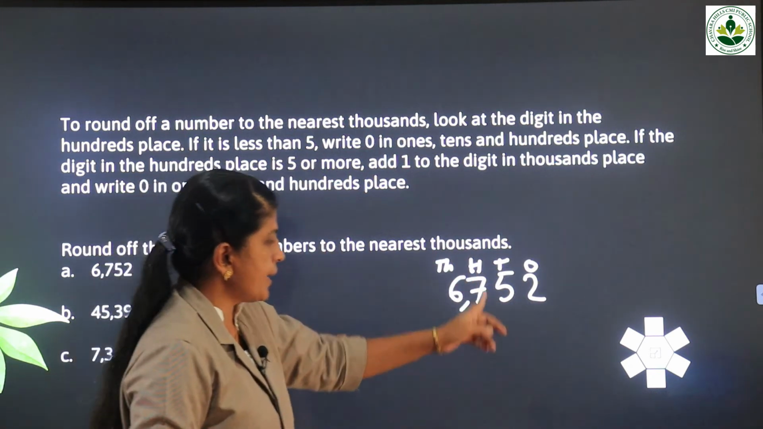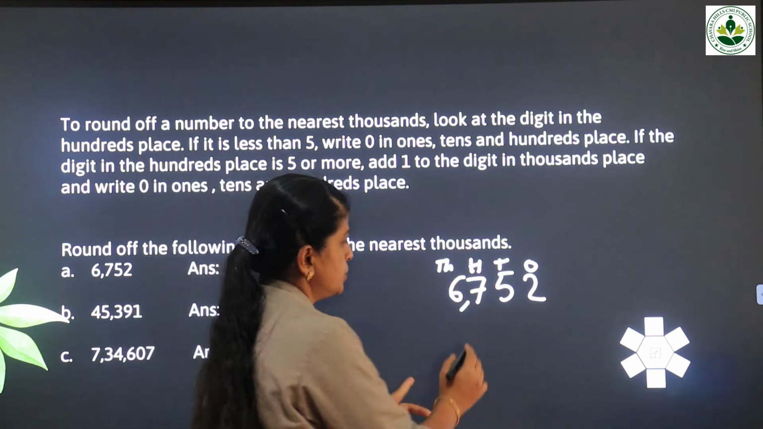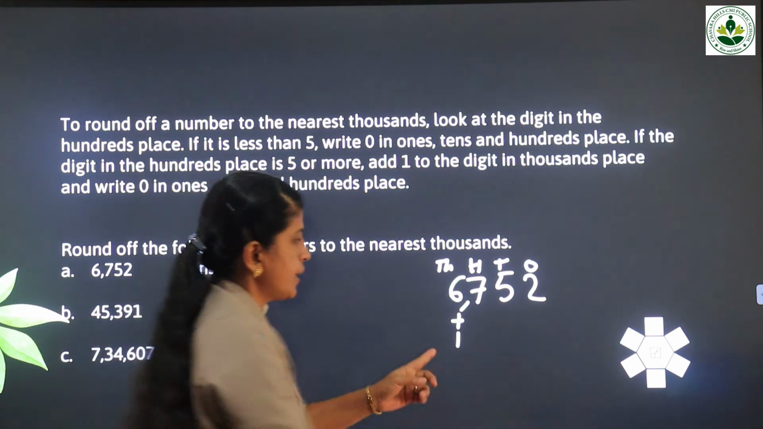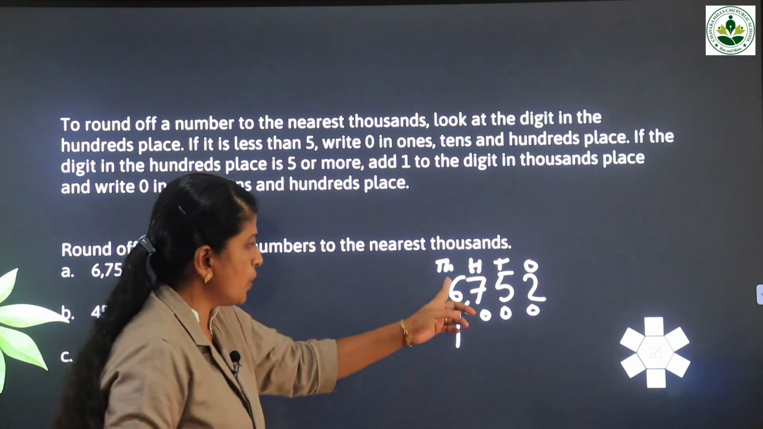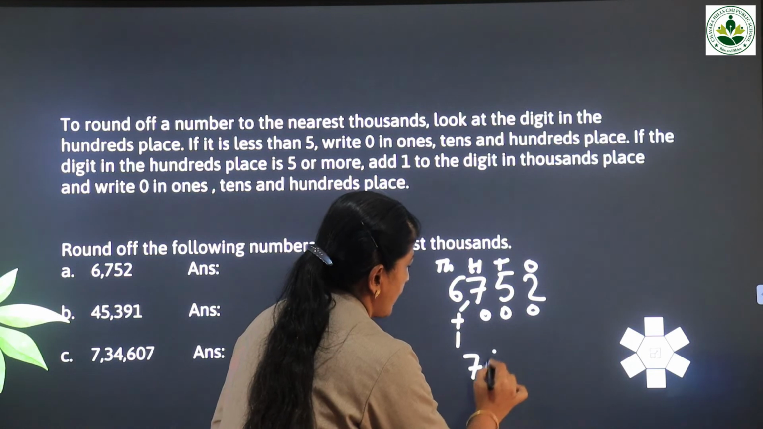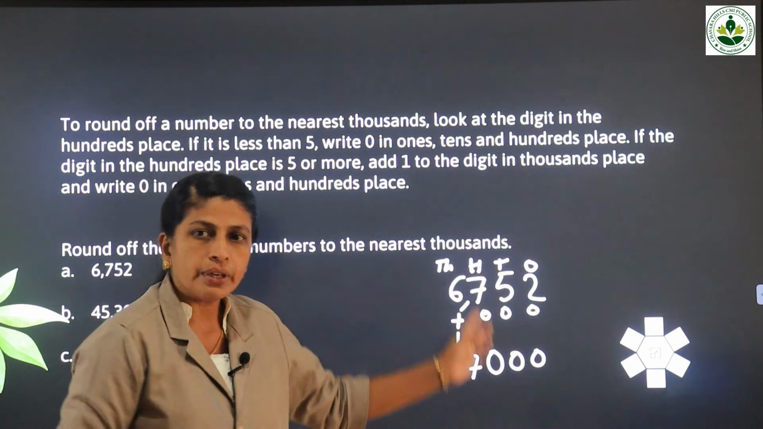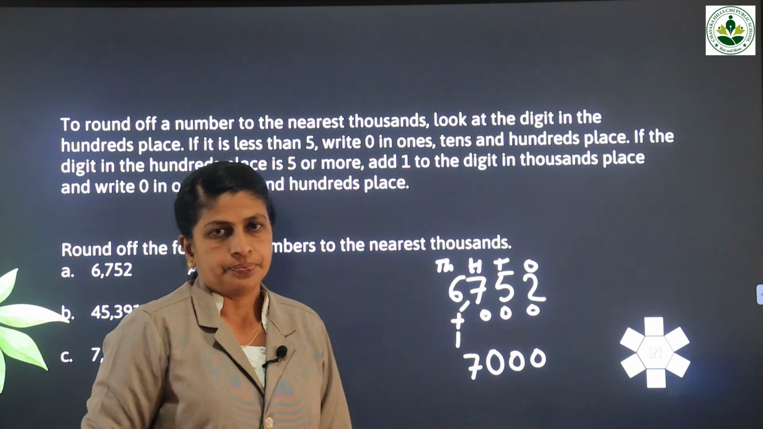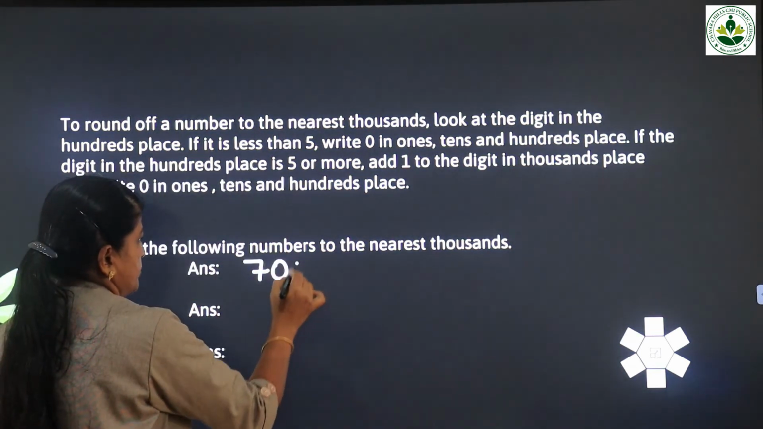Therefore, the hundreds place digit 7 is more than 5. So add 1 to the thousands place digit, and write zeros in the hundreds place, tens place and ones place. What is 6 plus 1? 6 plus 1 is 7. Then write the zeros in the remaining places. Therefore, 7000 is the number when we round off 6752 to the nearest 1000. The answer is 7000.